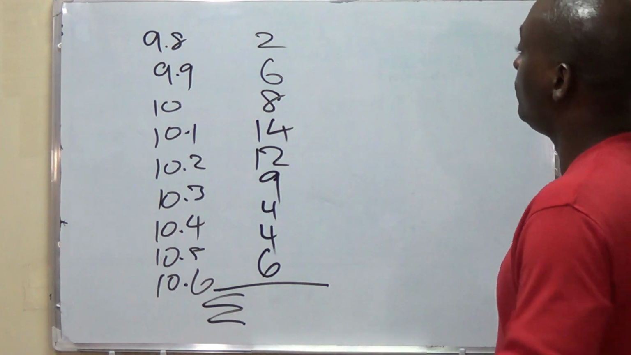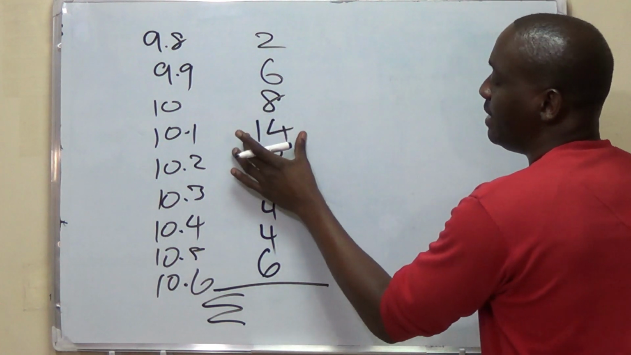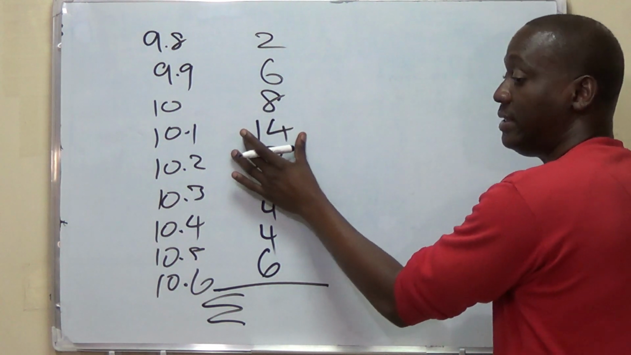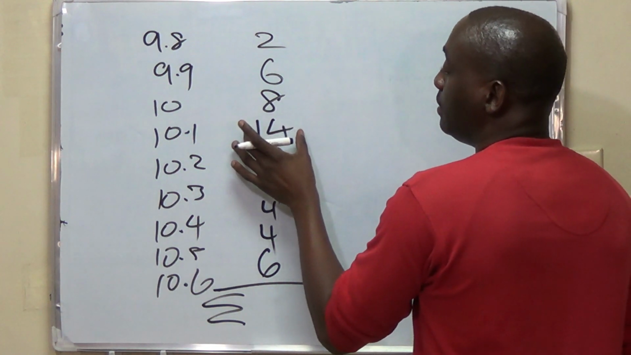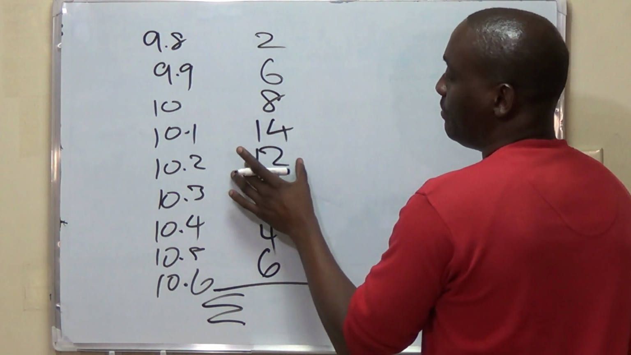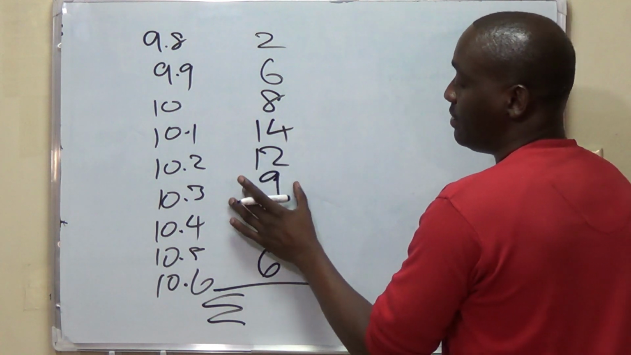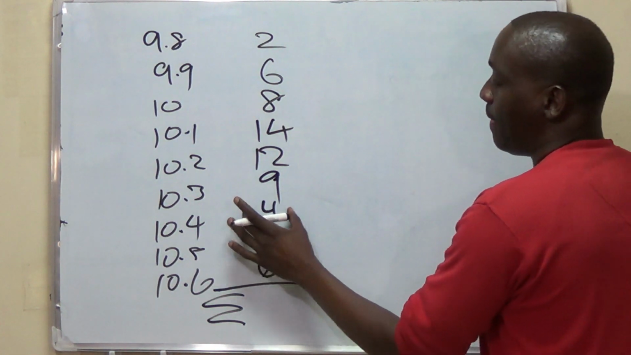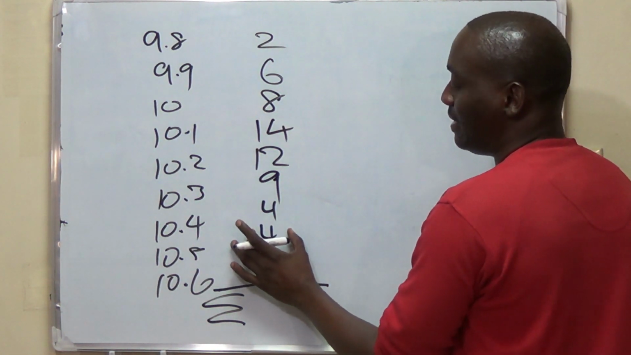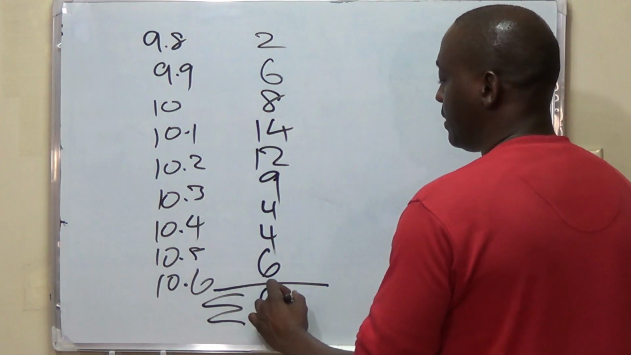Alright? So 2 and 6 is 8. 8 and 8 is 16. 16 and 14 is 30. Take a little extra time to do it if you need to. 30 and 12 is 42. Right? 42 and 9 is 51. 51 and 4 is 55. 55 and 4 is 59. 59 and 6 is 65. So your total here is 65.